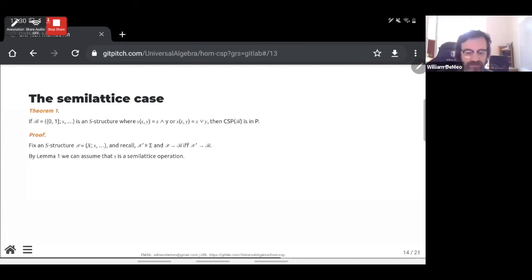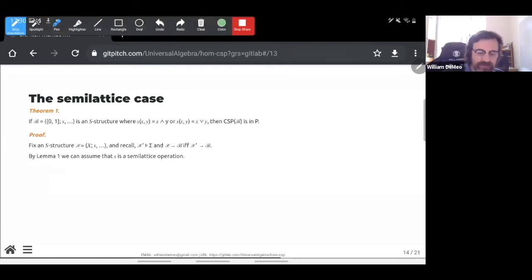Okay. And by Lemma 1, we can assume that the S interpreted in this structure X is a semilattice operation because of this fact that you can find a structure that satisfies the identities that B satisfies and has a homomorphism to B if and only if the original instance has a homomorphism to B. Okay.